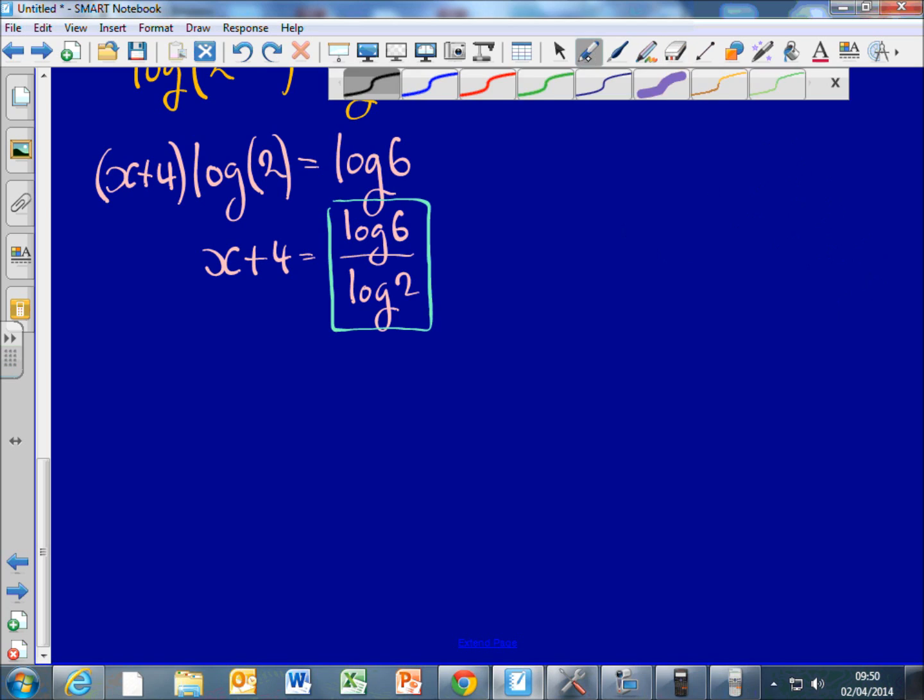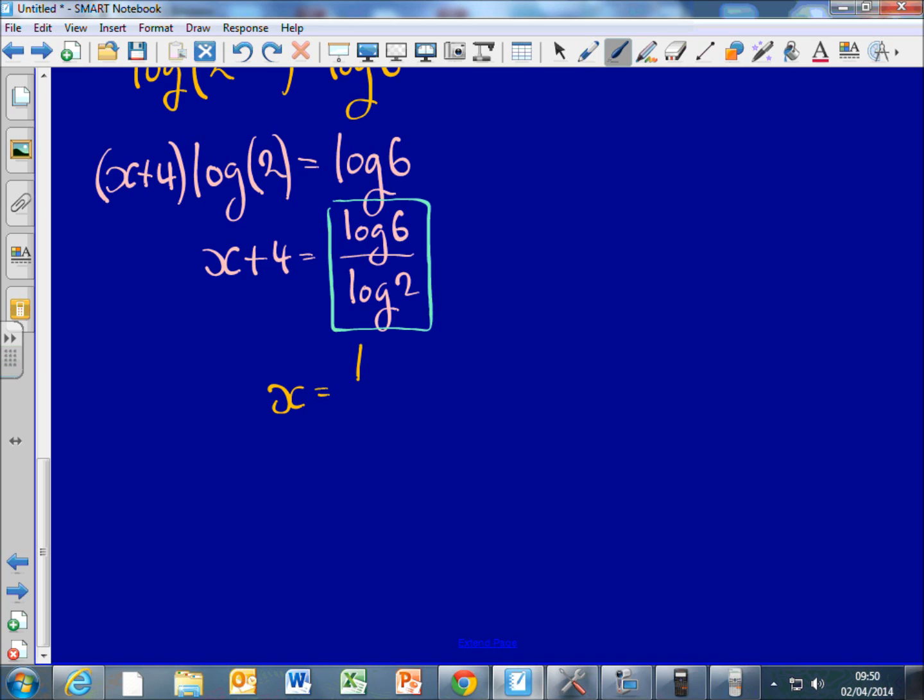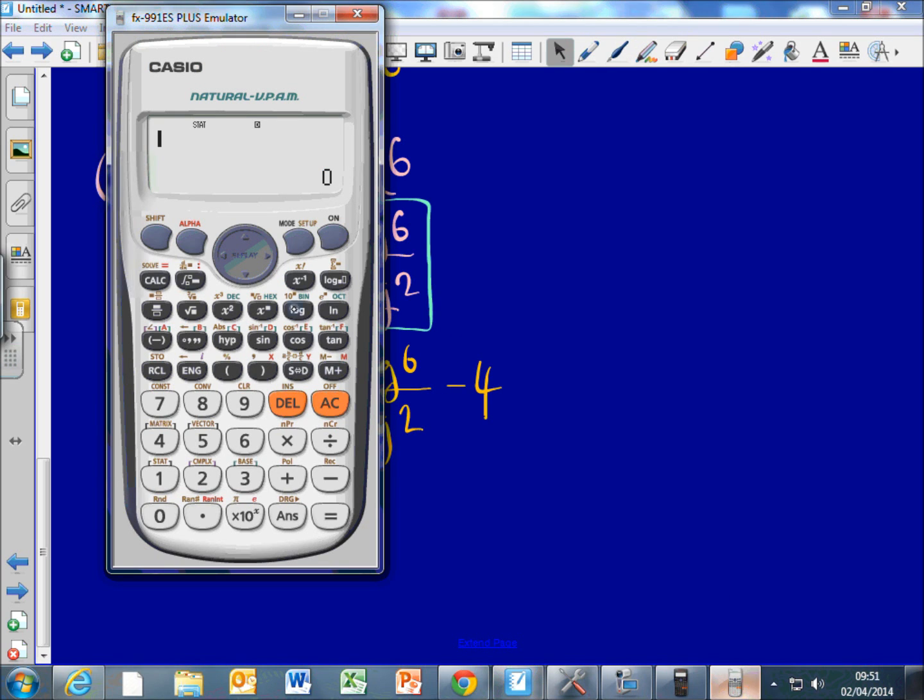Okay, so then the final step is just bring the 4 over. So I've got x is equal to log 6 divided by log 2, take away 4, and that's the answer. Now on the exam it might ask you to leave it in terms of logs. But if you want to get an actual value, then you just grab your calculator and you do log 6 divided by log of 2. It's 2.58, and then you take away 4.